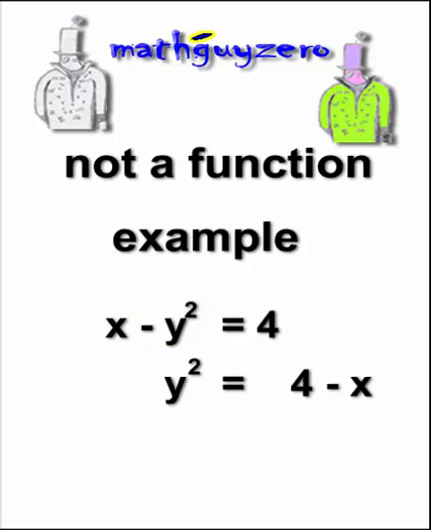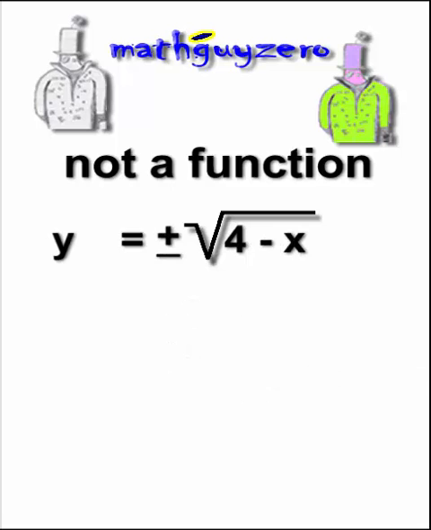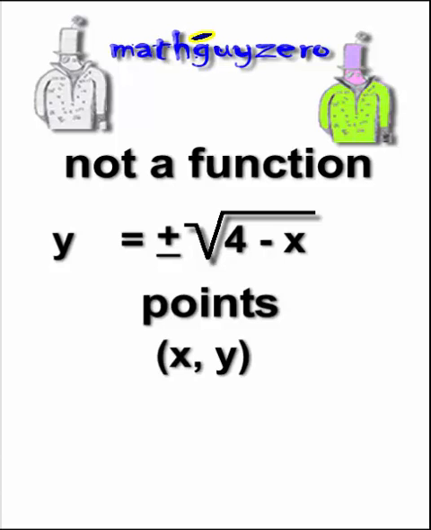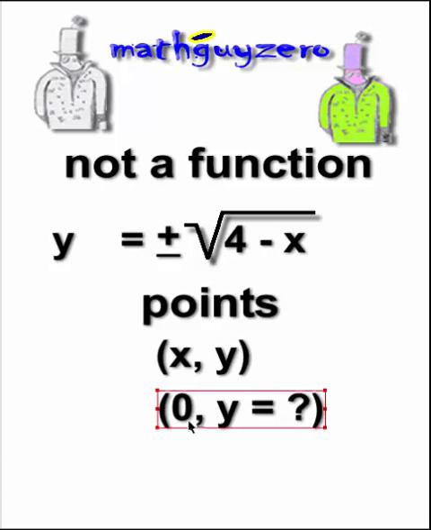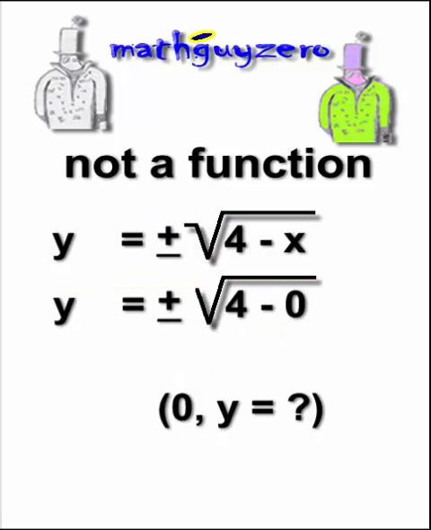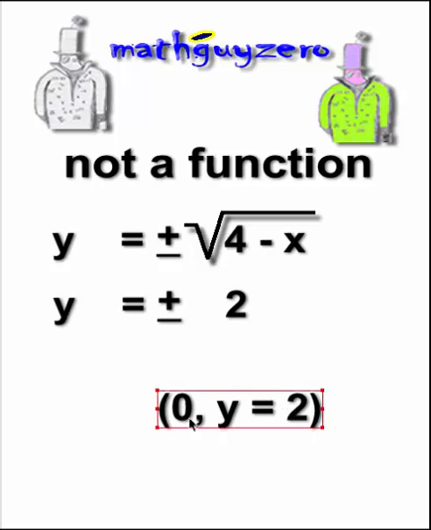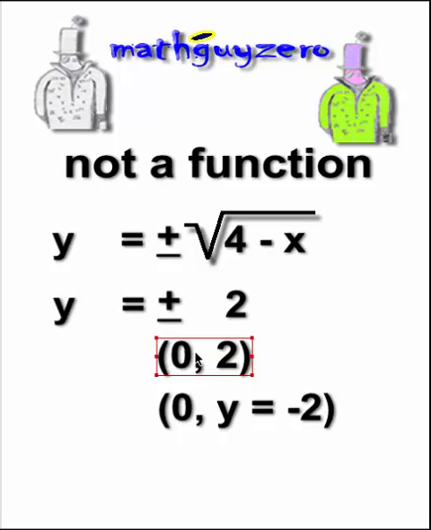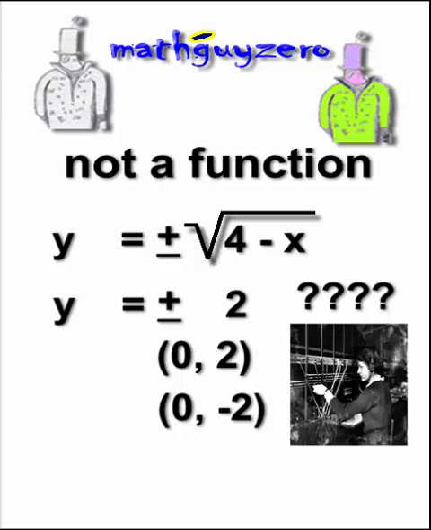x minus y squared equals 4. Do a little algebra. Take the square root of both sides. Now let's go ahead and get some points for this graph. If we plug in 0 for x, what do we get for y? That is a good question. Let's plug in 0 for x. And for y, we get plus or minus the square root of 2. In other words, one of our options is 0, 2, while the other one could be 0, negative 2. And that makes it not a function, okay? You got more than one y to go to. And that causes a lot of confusion.